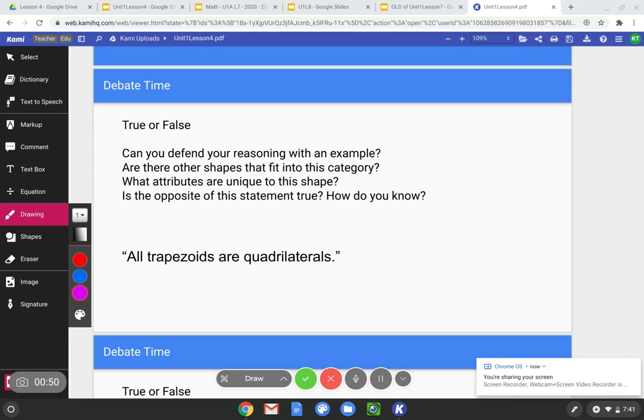Because sometimes when we draw a photo, we're like, are they trying to say this? Or are they trying to say that? What are they? We do not want any question. So let's begin. True or false? All trapezoids are quadrilaterals.